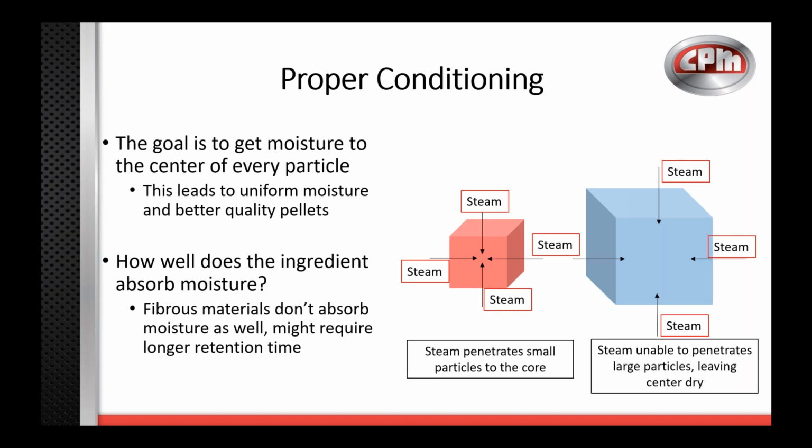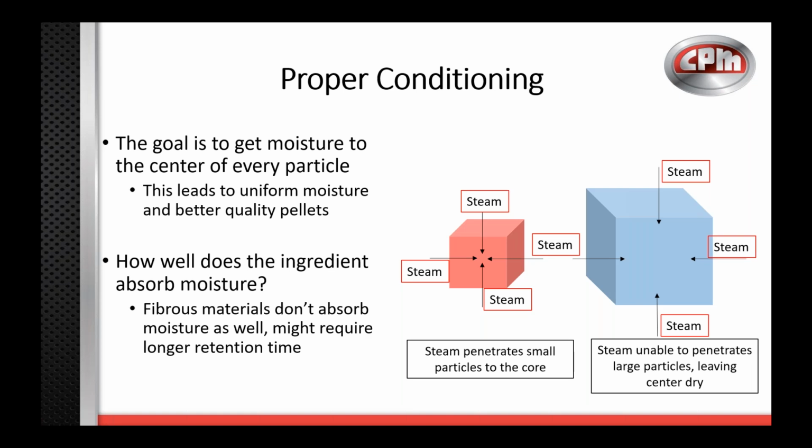So why is retention time important? Well, the goal is to get moisture to the center of every particle. This will lead to uniform pellet quality and uniform moisture. So the purpose behind it is the smaller the particle size, the easier it is to condition because it's less distance for the steam to have to travel to penetrate to the center.